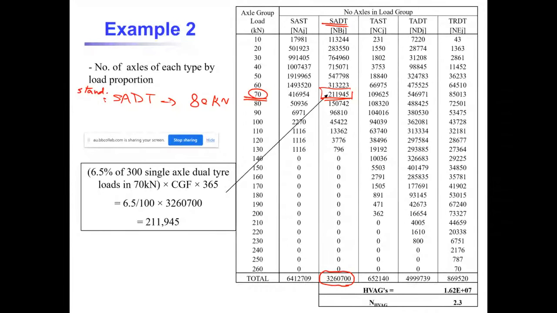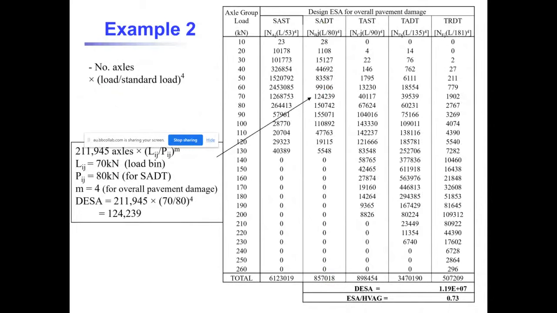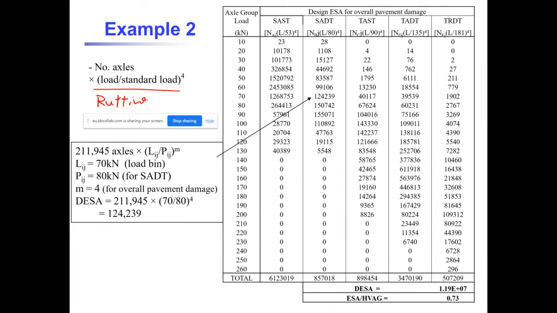How can we convert these to the standard value? We have one empirical equation. So it is load over the standard load to the power 4. And this is for the mode of rutting or permanent deformation at the subgrade level. I explained it in the previous lecture.